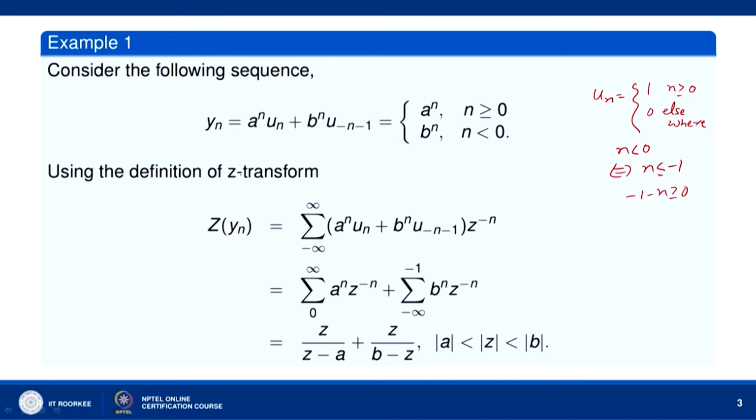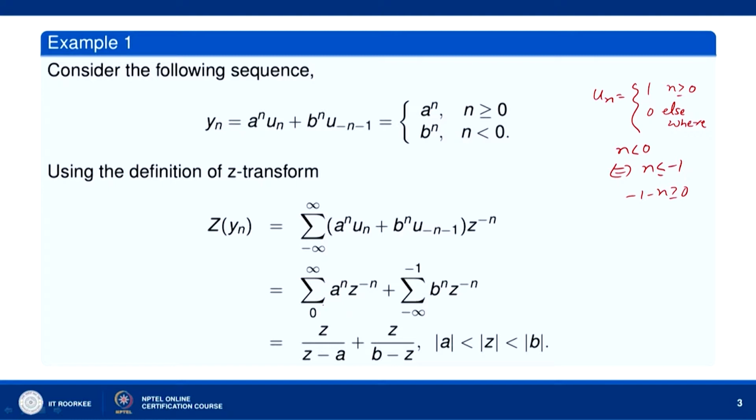Now, let us take the Z transform of the sequence y[n]. So, Z transform of y[n] is sigma n equal to minus infinity to infinity of a to the power n u[n] plus b to the power n u[-n-1] times z to the power minus n. Now, when n is greater than or equal to 0, u[n] is 1. So, this is sigma 0 to infinity a to the power n z to the power minus n, and when n is less than or equal to minus 1, u[n] is 0, u[-n-1] is 1. So, sigma minus infinity to minus 1 b to the power n z to the power minus n.